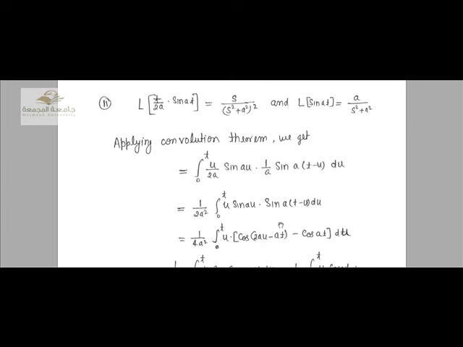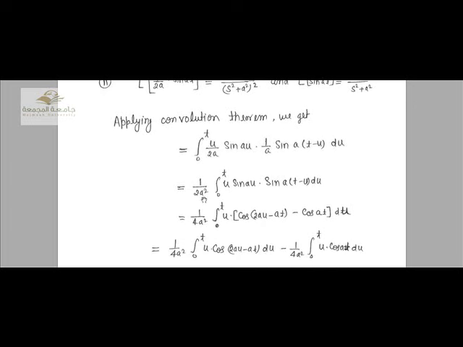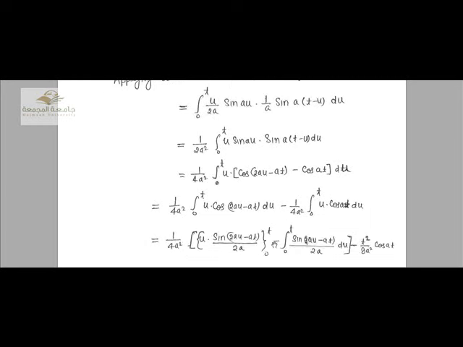After solving, 1 by 2a square integral from 0 to t of u sine a u into sine a(t minus u) du. So 1 by 4a square integral from 0 to t of u [cosine of (2au minus at) minus cosine of a t] du. Now separate two terms: 1 by 4a square integral from 0 to t of u cosine (2au minus at) du minus 1 by 4a square integral from 0 to t of u cosine of a t du.